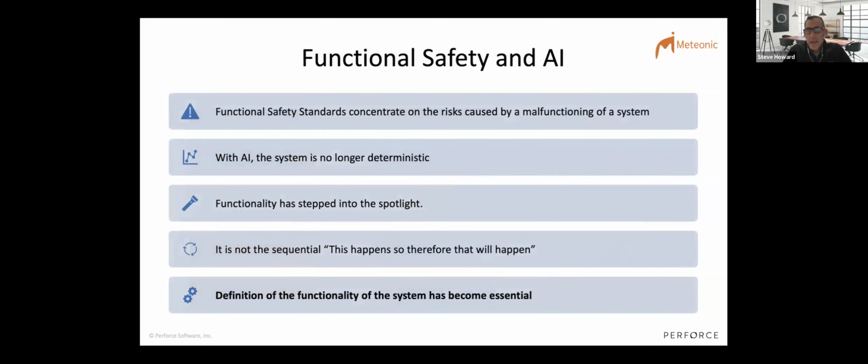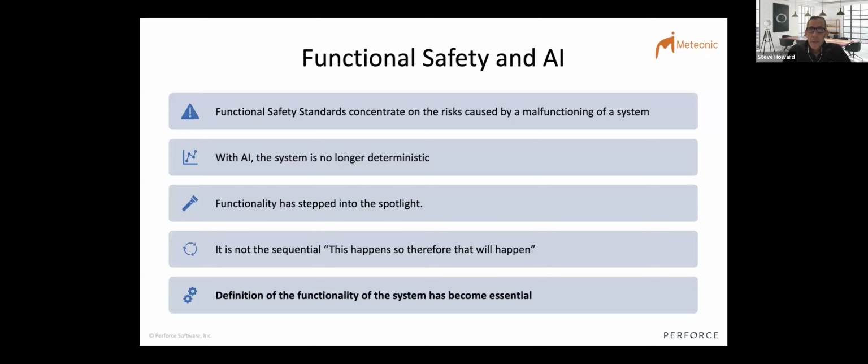So functional safety and AI, what about this? First of all, functional safety concentrates on the risks caused by a malfunctioning system. That's all traditionally based on the system being deterministic. If you do this, it will do this. And a malfunction is when it doesn't do that. The problem with AI is that the system is no longer deterministic. By design, AI systems, if it's a running AI system, are intended not to be deterministic. The whole idea is that they're evolving in some form to find better solutions.